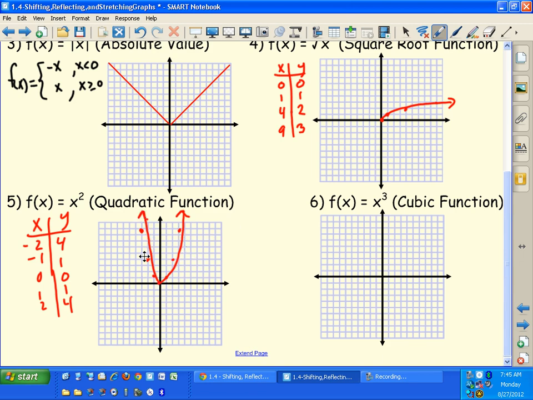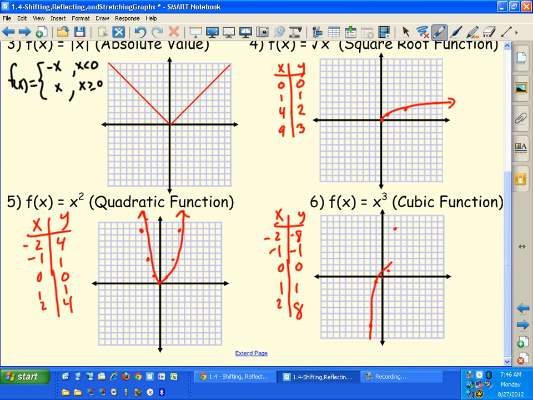And then finally our cubic function. Again, I'll probably set up a table because I don't know exactly what this is going to look like, but -2, -1, 0, 1, and 2 are probably a good set of numbers. -2 cubed is -8, -1 cubed is -1. I get 0, 1, and 8 when I plug those in. So at -2, I'm at -8. At -1, I'm at -1, 0, 0, 1, and then 2 is 8. So you can see it's kind of an S-shaped graph that does something like that.